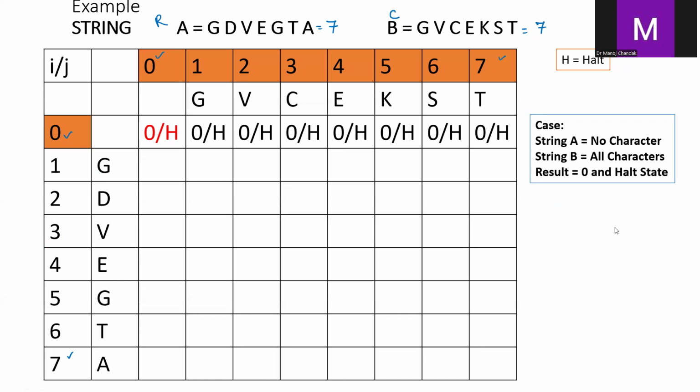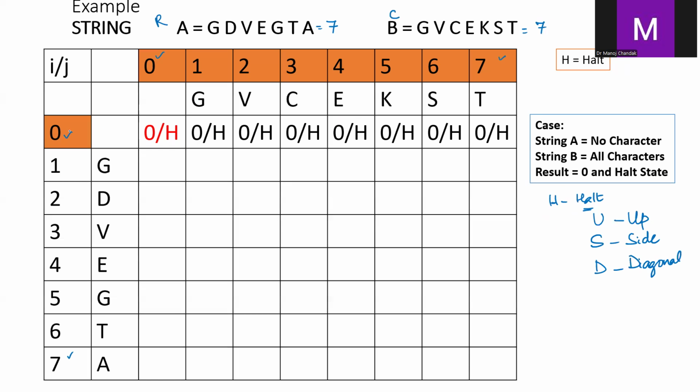As I told you in the previous video, there are three different directions: U, S, and D. U stands for up, S stands for side, and D stands for diagonal. And we have another direction, H, which indicates the halt condition.